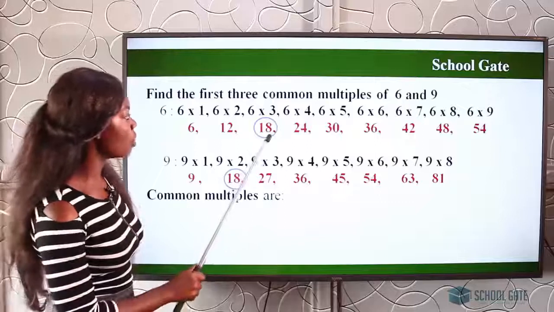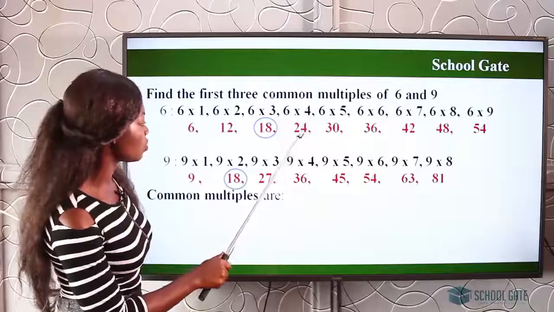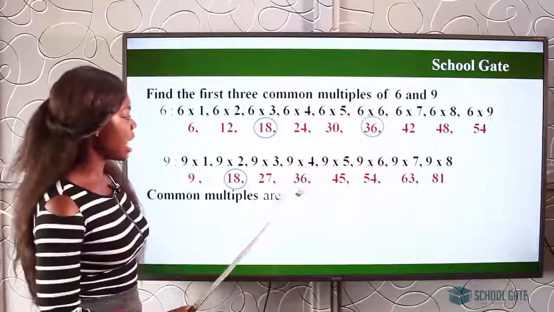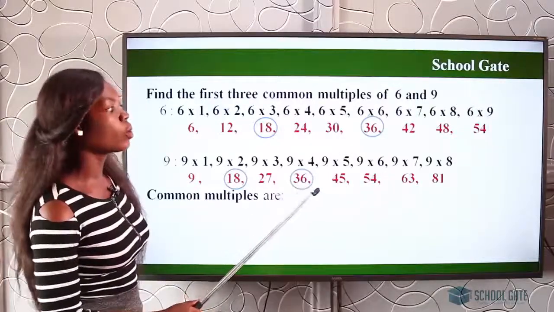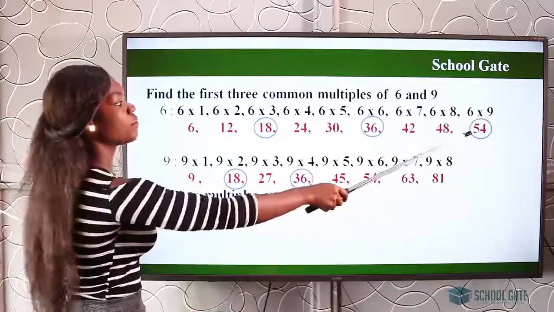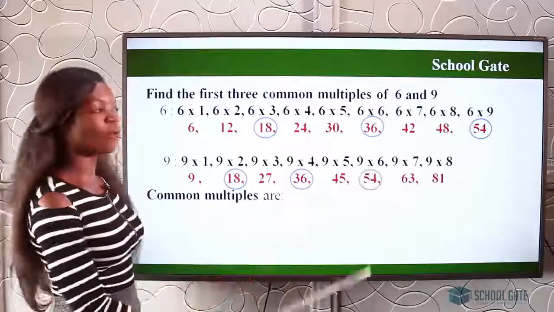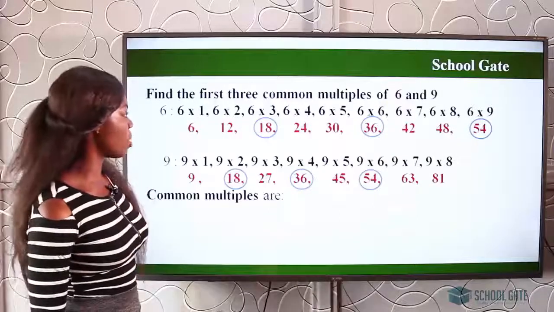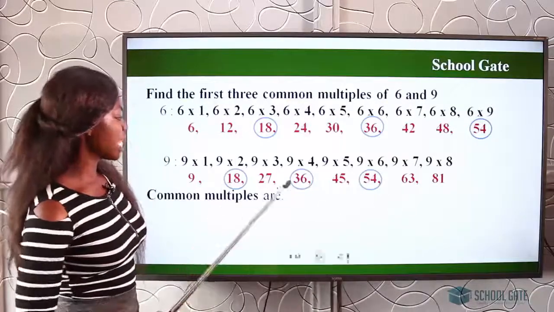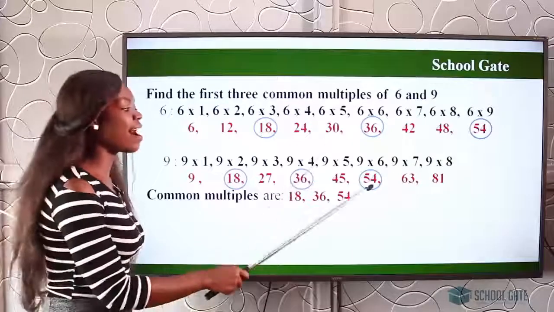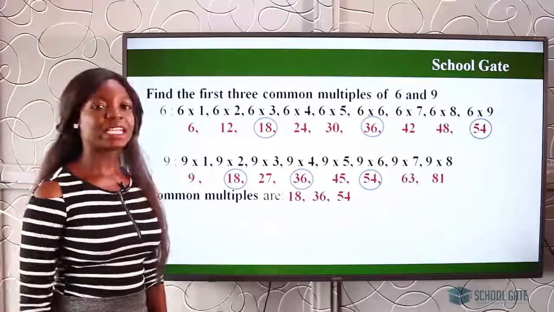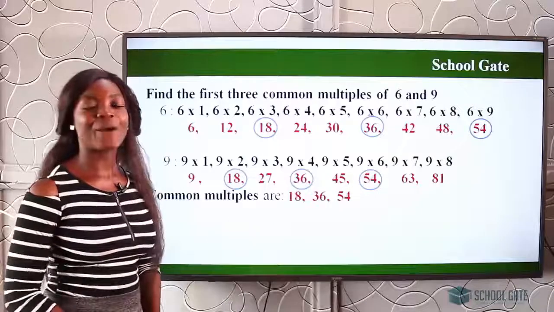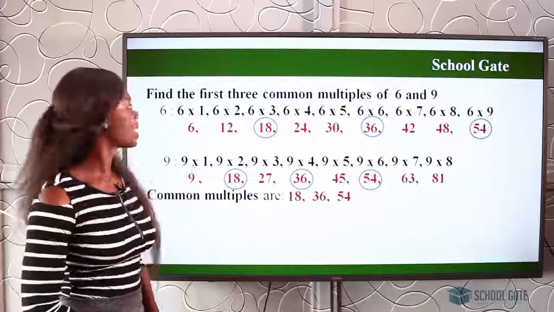Now from here, let us look at which of the numbers we can find here that we can also find here. We have 6, 12, we have 18 here, and we have 18 here, so we circle it out. Let's look for more numbers. The first 3 common numbers. This is 36, so we circle out our 36, and we have 36 here also. Then we continue, we have our 54 here, and we have 54 here. So what are the common multiples we have? We have 18, 36, and 54. These are the first 3 common multiples of 6 and 9. Are we following, kids? Do we understand?